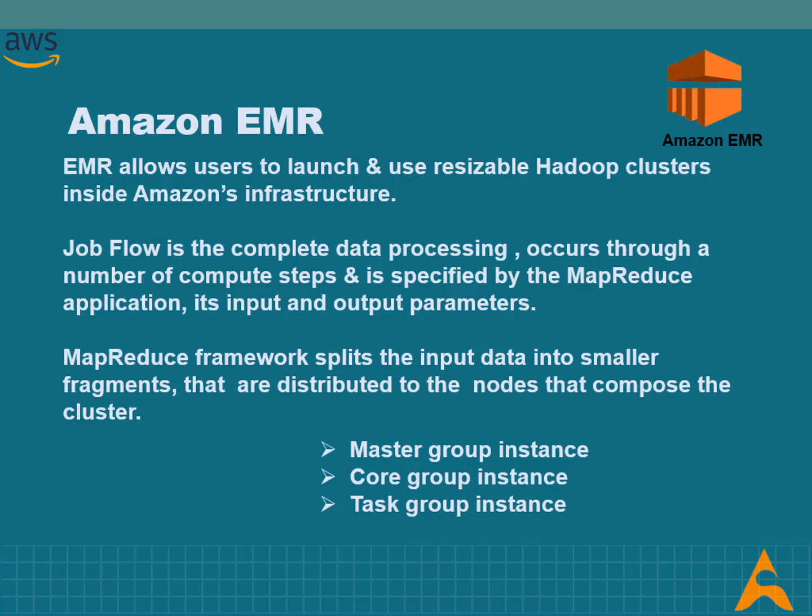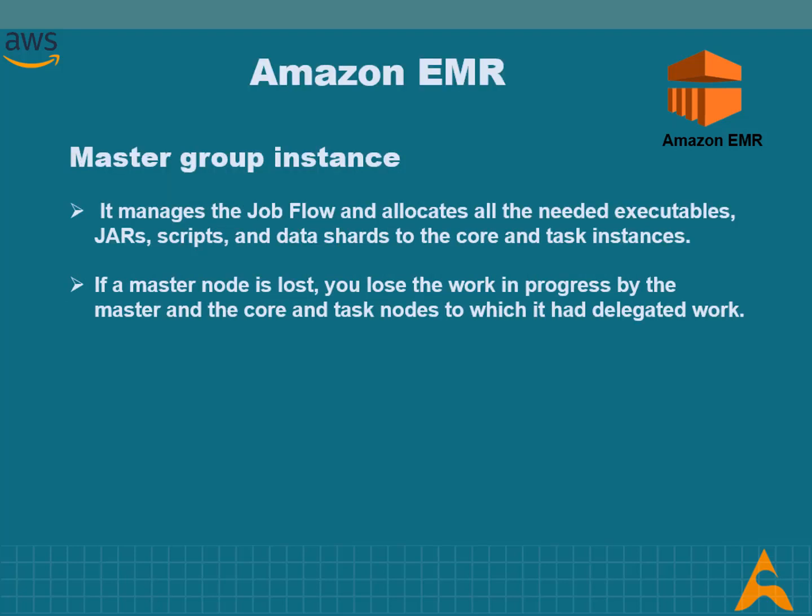The master, core, and task cluster groups perform the following key functions in the Amazon EMR cluster. Here, the master group instance manages the job flow and allocates all the needed executables, jars, scripts, and data shards to the core and task instances. The master node monitors the health and the status of the core and task instances and also collects the data from these instances and writes it back to Amazon S3.